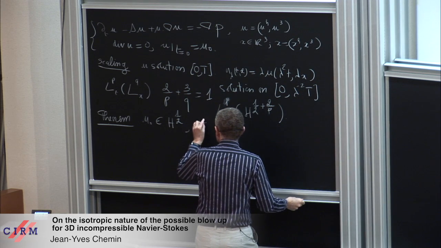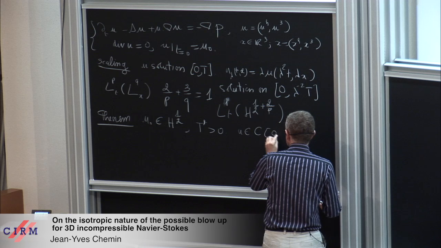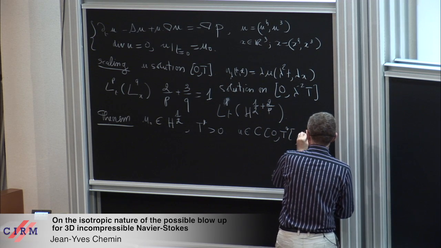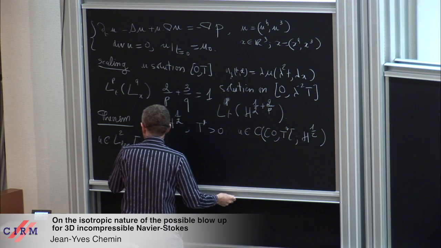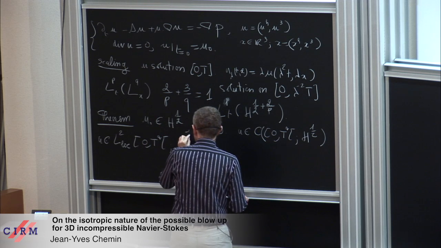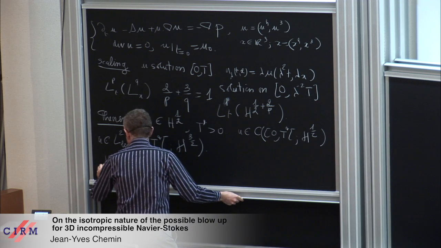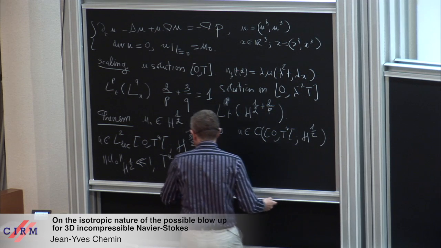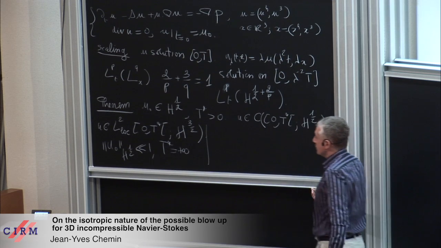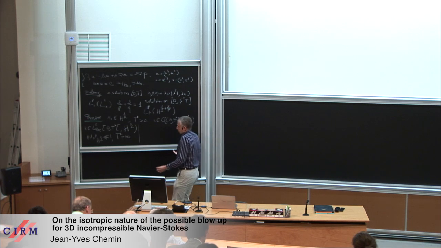And there is a maximal time of existence, T*, of a solution u, which is continuous with values in H^{1/2}, and u is also locally L^2 with values in H^{3/2}. And if the initial data is small, then T* equals plus infinity. The purpose of this talk is to describe what happens if T* is finite. If T* is plus infinity, I'm afraid this talk is empty.